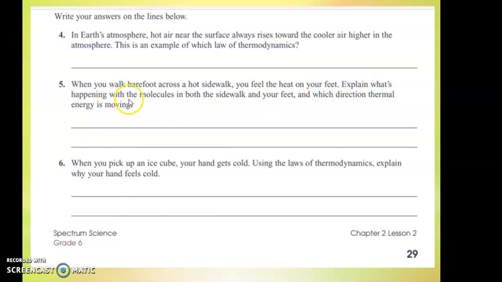Explain what's happening with the molecules in both the sidewalk and your feet, and in which direction thermal energy is moving. Super easy. Barefoot means when you don't have shoes, socks too. When you pick up an ice cube, your hand gets cold. Using the laws of thermodynamics, explain why your hand feels cold. I think it's the second law. You're going to explain and answer these questions.